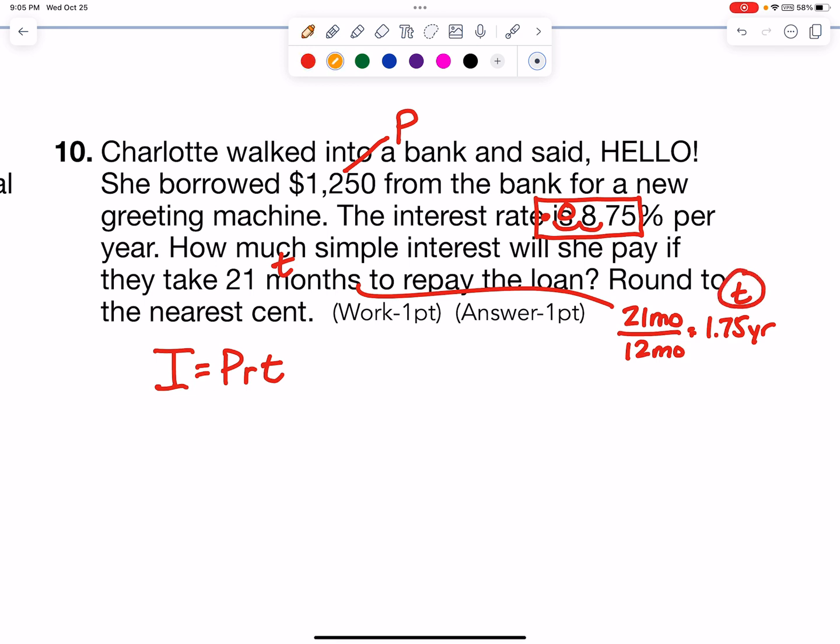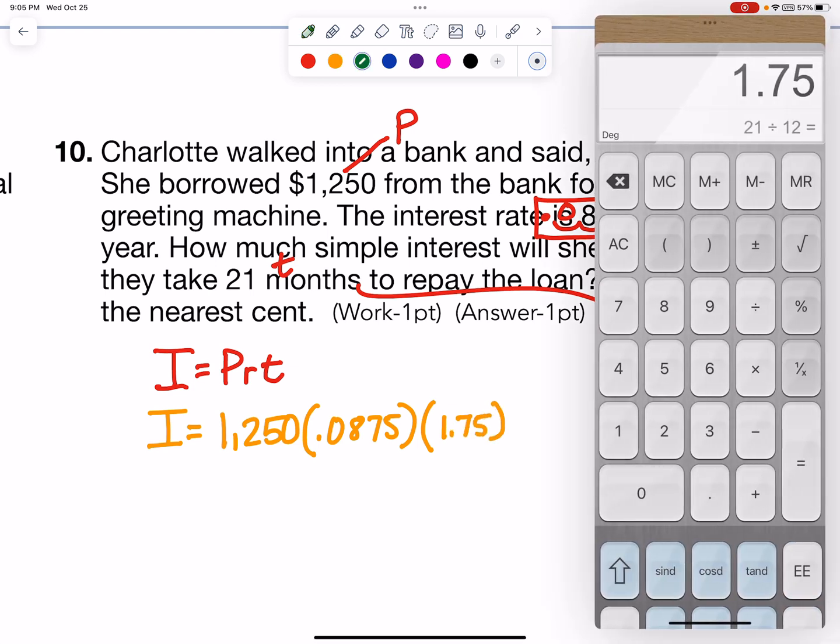All right, let's go ahead and substitute things. So we don't know the interest that she's going to owe. We're figuring that out. We do know that she's borrowing $1,250 and going to have to pay 0.0875 interest rate, or percentage rate, and she's going to do that for 1.75 years. Okay, let's go ahead and do your multiplication to find out how much interest she's going to have to pay for this new greeting machine.